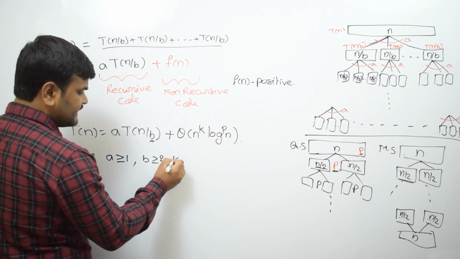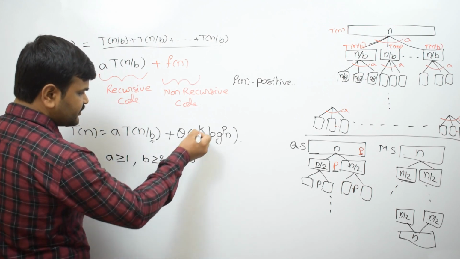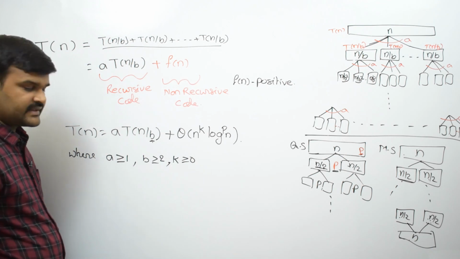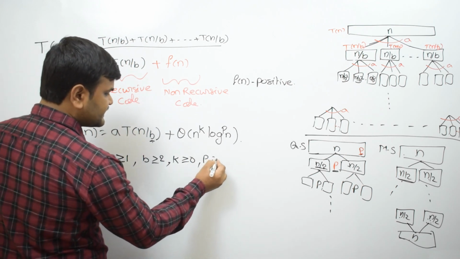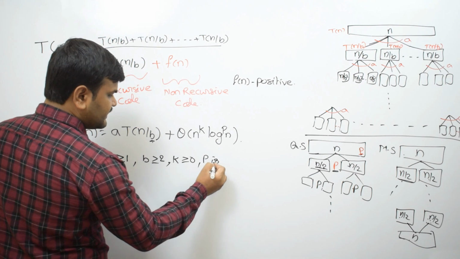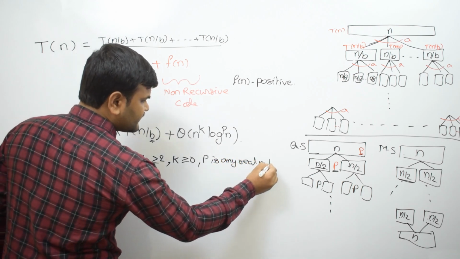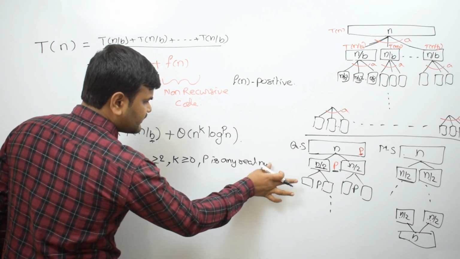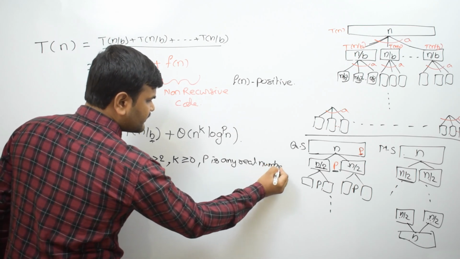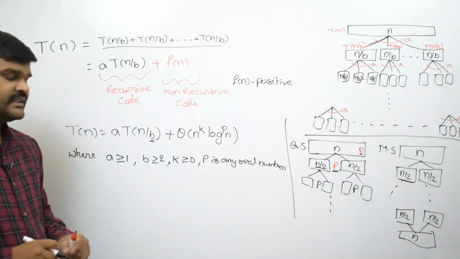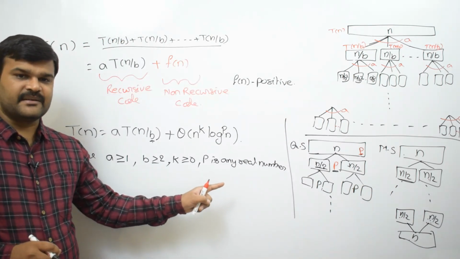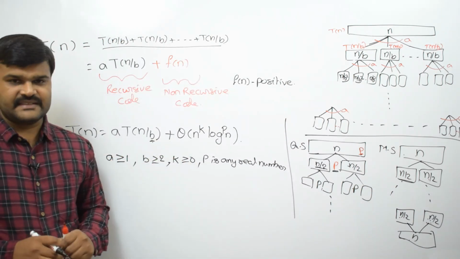And here k may be greater than or equal to 0, sometimes that is constant time, and p is any real number. So this is the complete master theorem general equation.